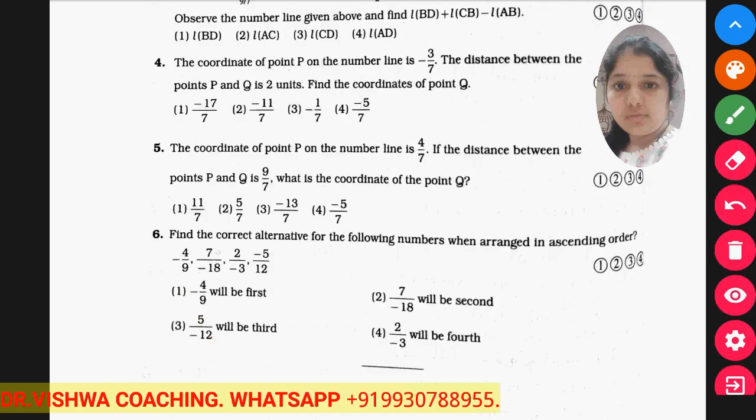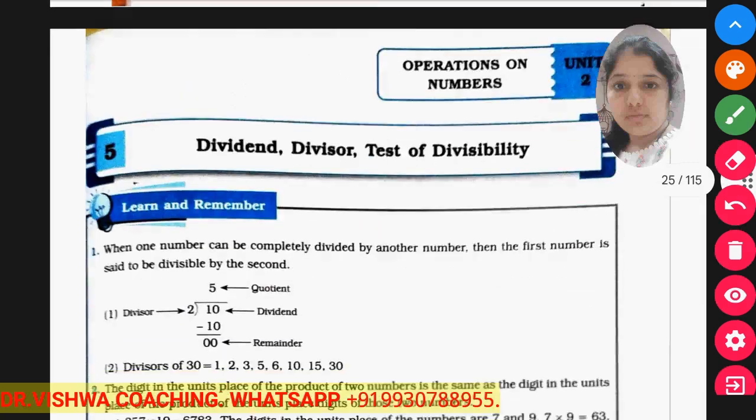Okay, now the next one is find the correct alternative of the following numbers when arranged in the ascending order. Now, which one will come first? You have to check. All these are negative numbers, you have to find out the LCM of it, and you can do it at home. So this one is also for your homework.